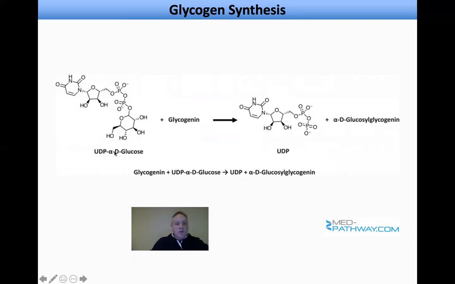Here's UDP alpha-D-glucose. This is uracil. Here's the actual sugar, the ribose ring. Here's the two phosphates over here, and here's the glucose moiety. And so what you can see happening is that there's a protein called glycogenin. This actually nucleates the site of attachment of all the glucoses onto a glycogen. And what you get at the end is alpha-D-glucosyl glycogenin.